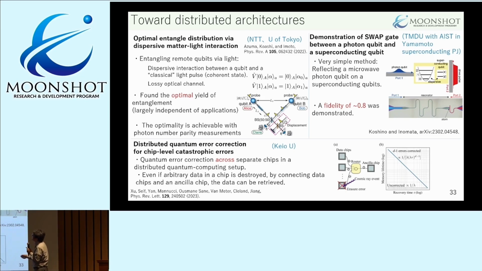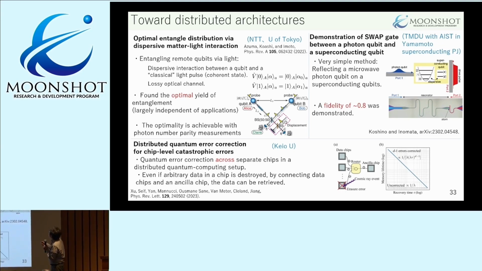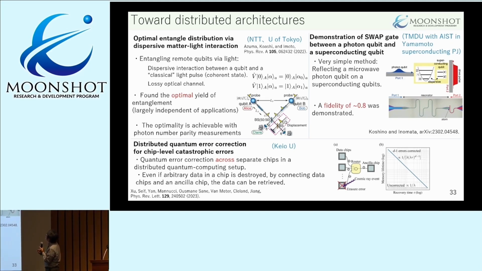And since this optimality is largely independent of how this entanglement is going to be used, it is kind of general. So I think it gives a good starting point for investigating various possibilities. And this here is a model case of collaboration between theoretician and experimentalist. The idea for demonstrating a swap gate between a microwave photon qubit and the superconducting qubit was actually carried out experimentally, and a fidelity of around 0.8 was confirmed.